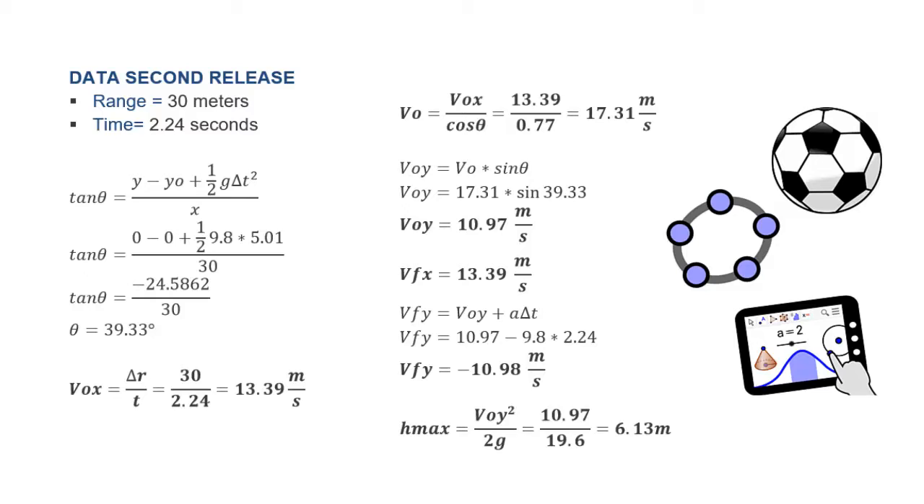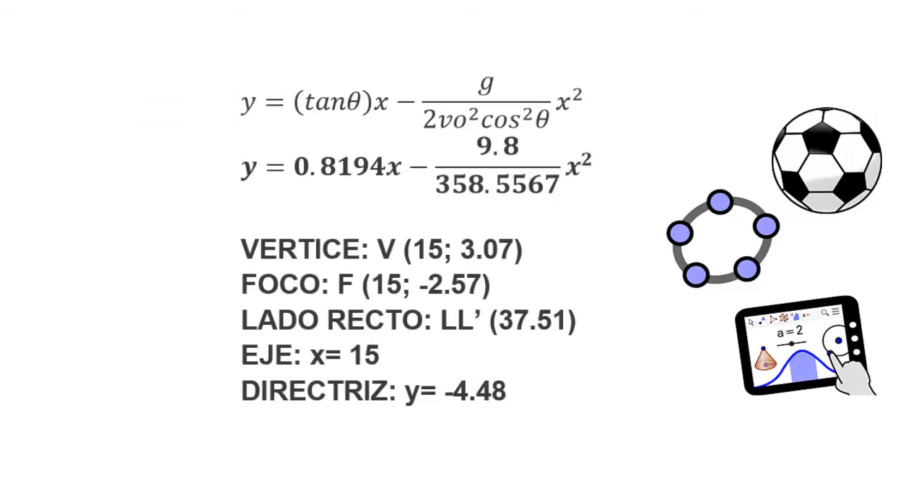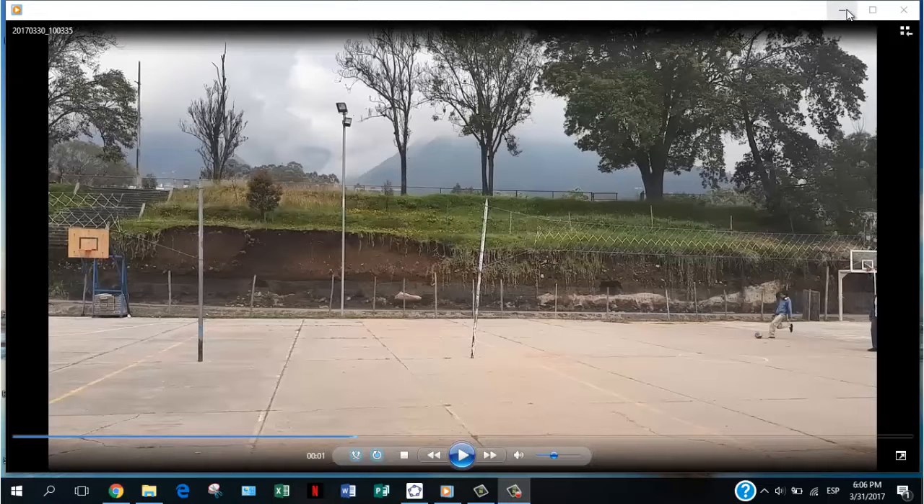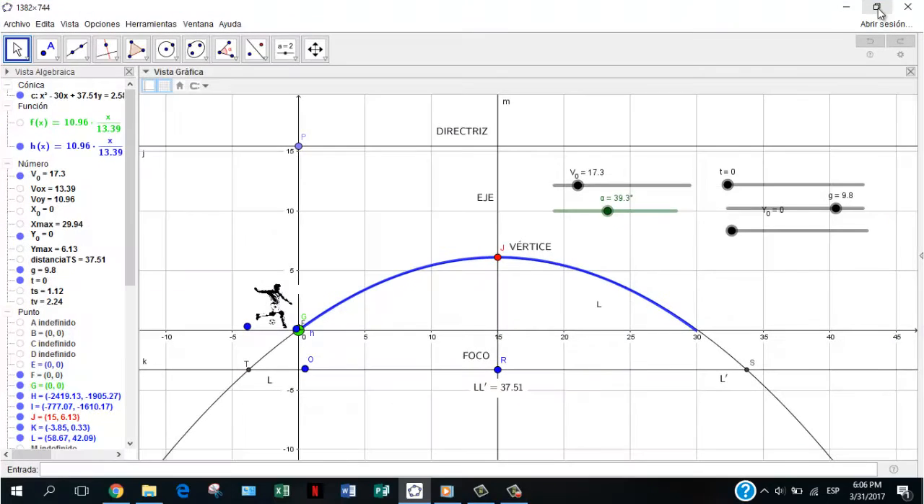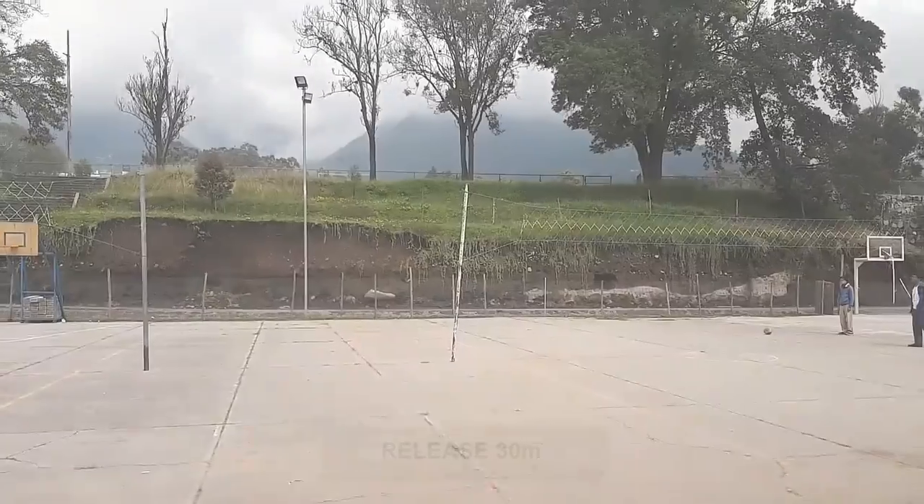Finally, we calculate the initial velocity in y-axis, that is 10.97 meters per second. Being a uniform rectilinear movement on the x-axis, the initial velocity is the same as the final velocity. The final velocity at the y-axis is minus 10.98 meters per second. We also got a maximum height, that is 6.13 meters.